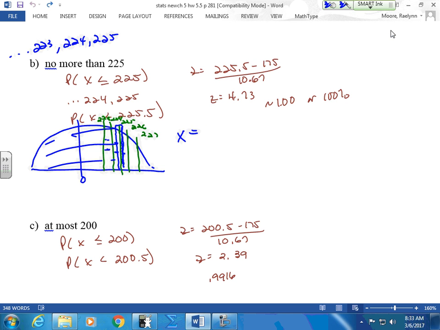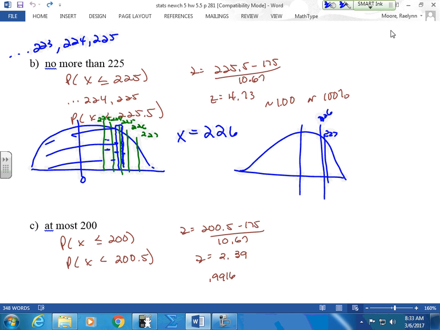If I said exactly 226, if you looked at your normal curve, here's 226 all by itself. How do I find exactly 226? I don't know, it's one line. It doesn't take any area. Do you know what I'm saying? I'm counting whole numbers. Here's my 227.